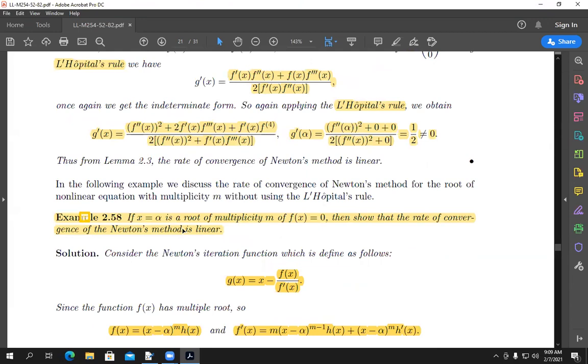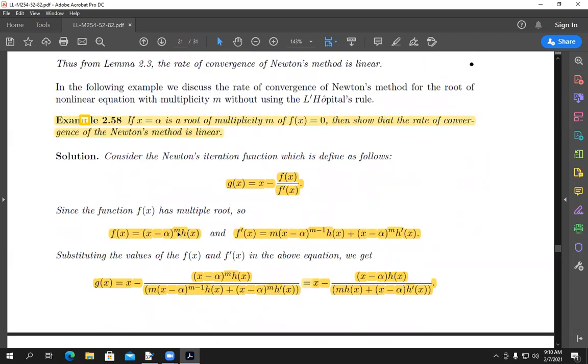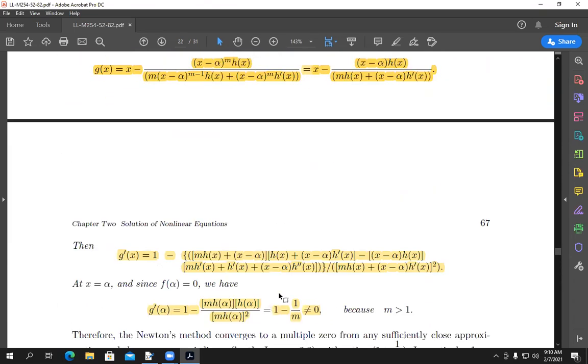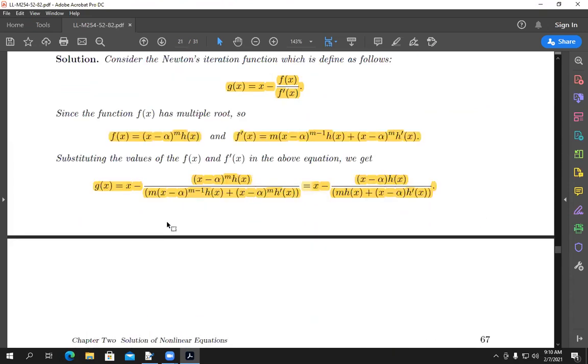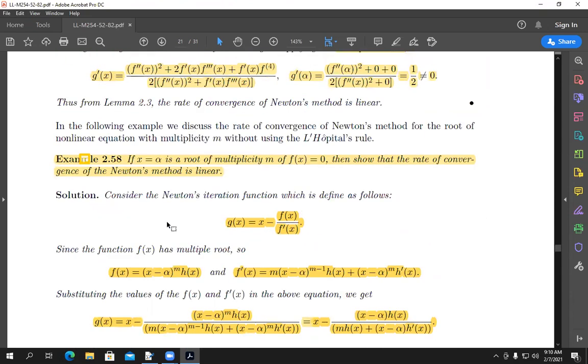In the exam, as I told you, once I give that alpha is a multiple root of multiplicity 7, so 7 means m is equal to 7. So the only thing you replace here is what? Replace all m by 7 and simplify this one. What is the answer? 1 minus 1 over 7. And this is not equal to the 0 we have here. You got my point, please? So this example, 2.58, is the generalized example to check the order of convergence of the Newton method for any multiplicity of the multiple root.